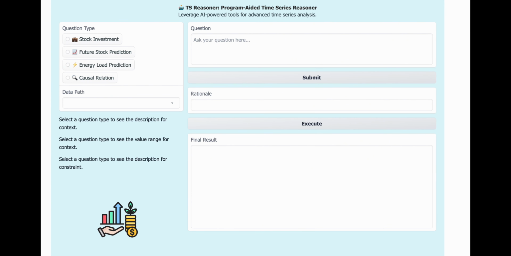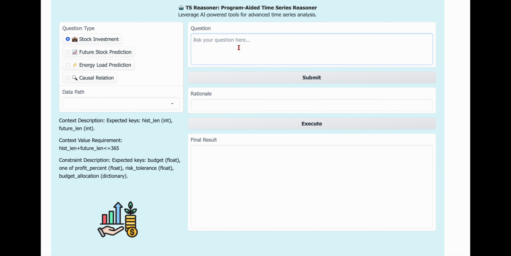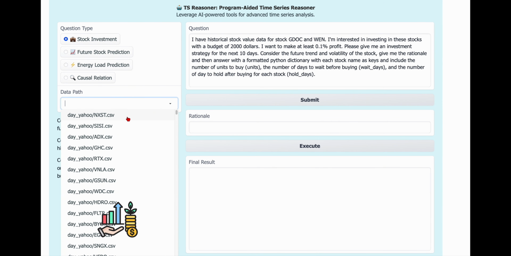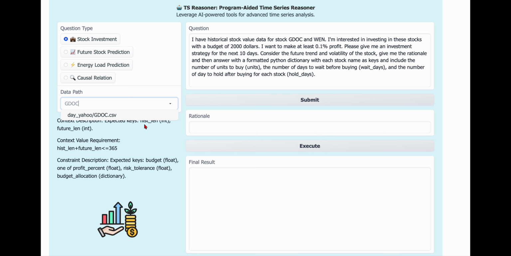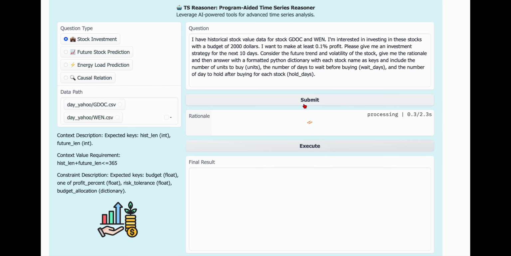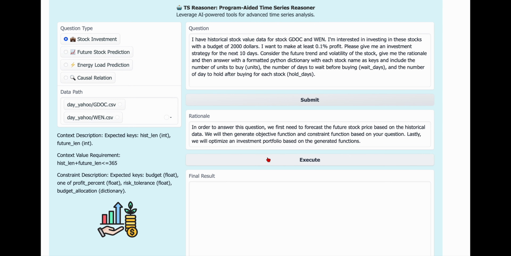Now, suppose you are a finance manager and need to optimize an investment portfolio. You may want to ask a question like this. Choose the stocks you want to invest in and let the TS Reasoner do the investing for you. Now I have historical stock value data for stocks GDOC and WEN. I'm interested in investing in these stocks with a budget of $2,000. I want to make at least 0.1% profit. Please give me an investment strategy for the next 10 days.